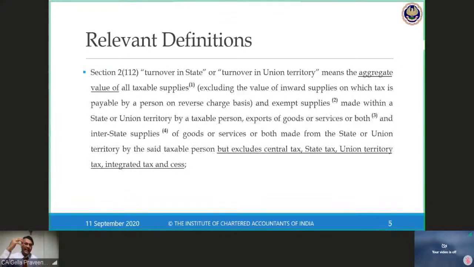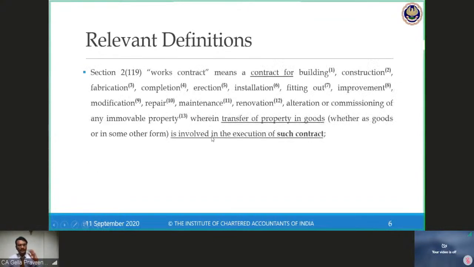Sir, what if my taxable supply already included interstate supply? I would say don't worry. If it is included, then let it be there in bucket number 1. For the purpose of understanding this definition, look into the supplies called taxable supply, exempt supply, export supply, interstate supply, but excluding CGST, SGST, IGST. Now this is the definition for my turnover in state. This is something which is relevant. One example I have given shows why we are looking into this term called turnover in state.